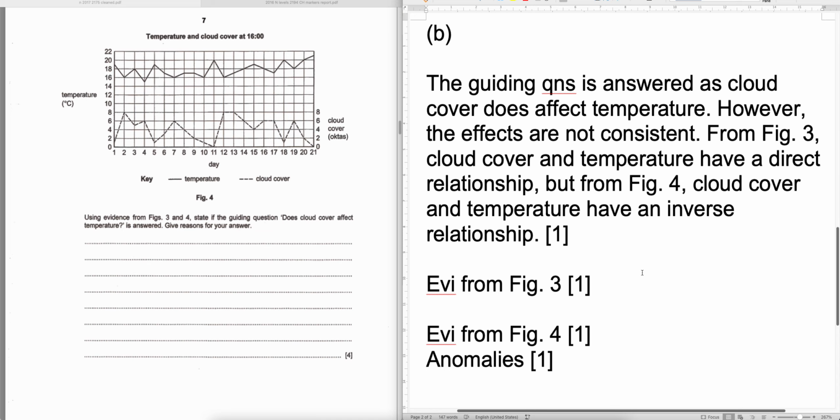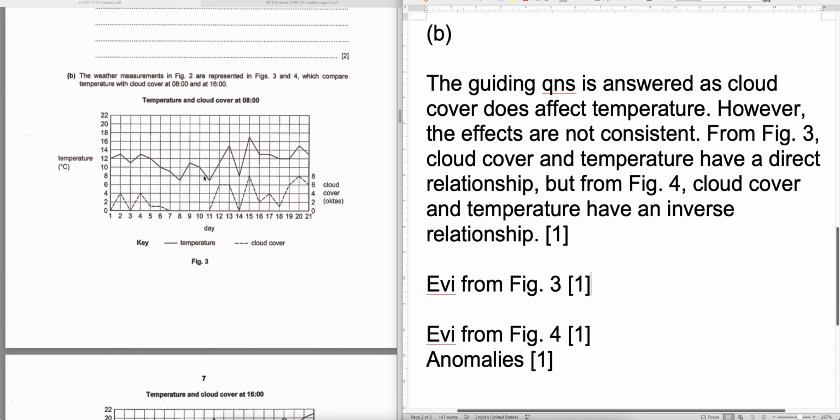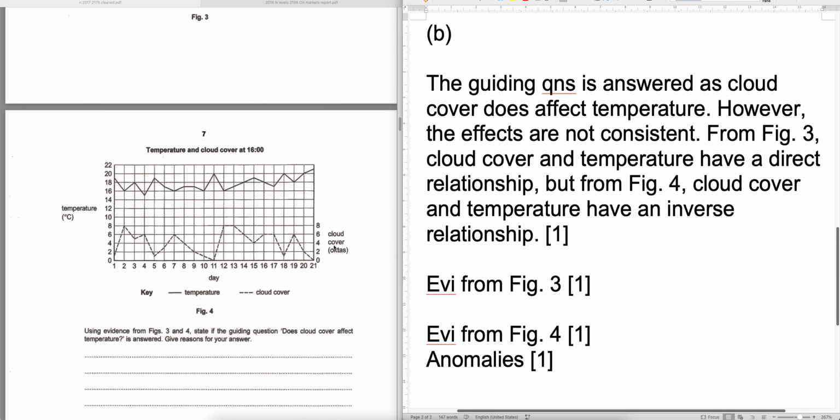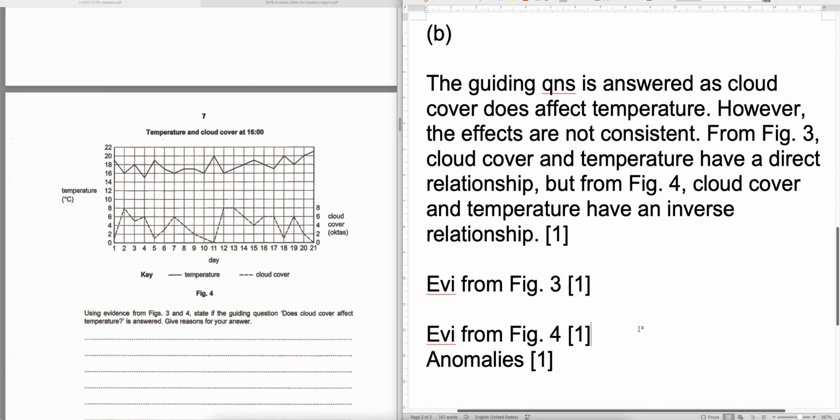Evidence from figure 3, most of you are doing it very well. Regardless of the time that you take, for example, some of you talk about how from day 4 to day 8, as the cloud cover drops, the temperature also drops. And likewise for figure 4, for example, from day 1 to day 2, the cloud cover increases, but temperature decreases. So I will not go into detail here.